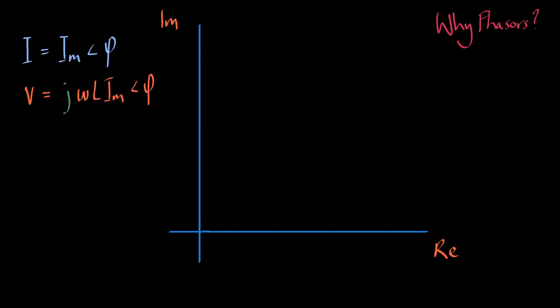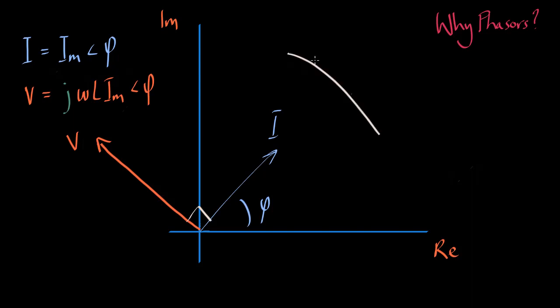Using this phasor representation of the inductor, we can draw the diagram with the current phasor I being at some angle phi again, and the voltage phasor V being 90 degrees removed. Remember that the angle increases in an anti-clockwise direction.